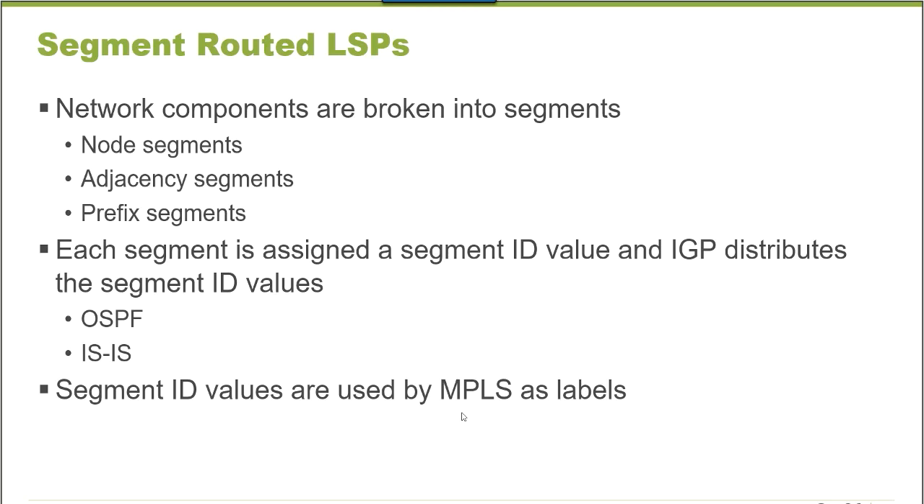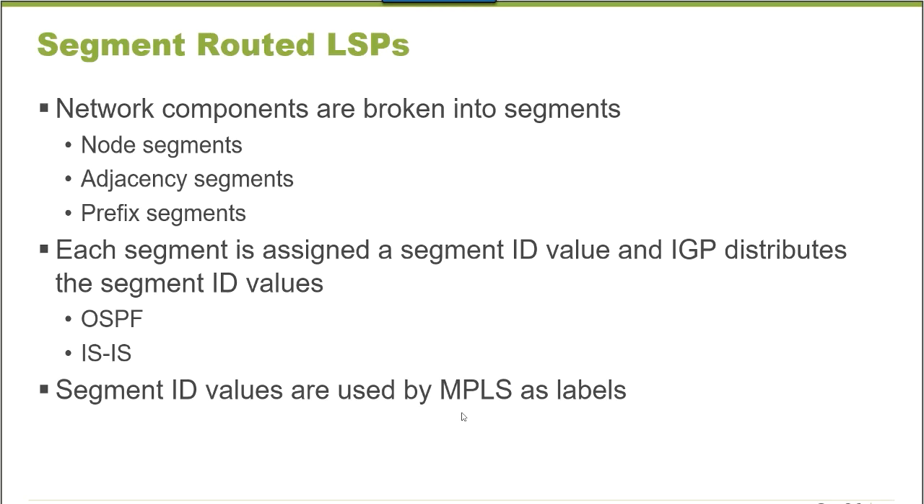In a segment routing world, the network is broken down into a series of components. The term for these components is segments. And so in an OSPF network, what do we have, right? Well, I have nodes, my routers that are running OSPF. Each node is assigned an ID value. It's called a segment ID, or a node SID, right?